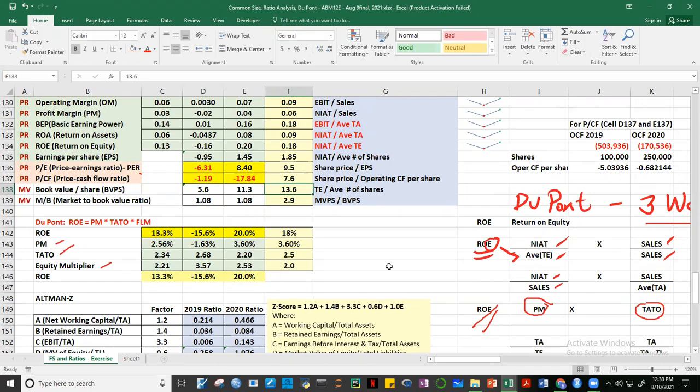Pero sa competitor natin, sa bawat share, ang value ng equity niya 13.6. The higher the better ito. Kasi ibig sabihin nun, sa isang share, tumaas yung value ng equity. So ito guys, kino-compare lang natin yung market value divided by the book value.